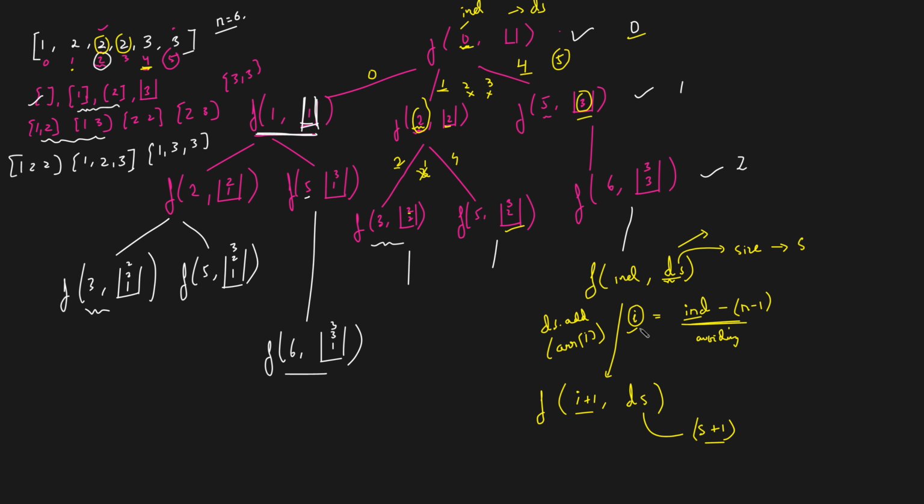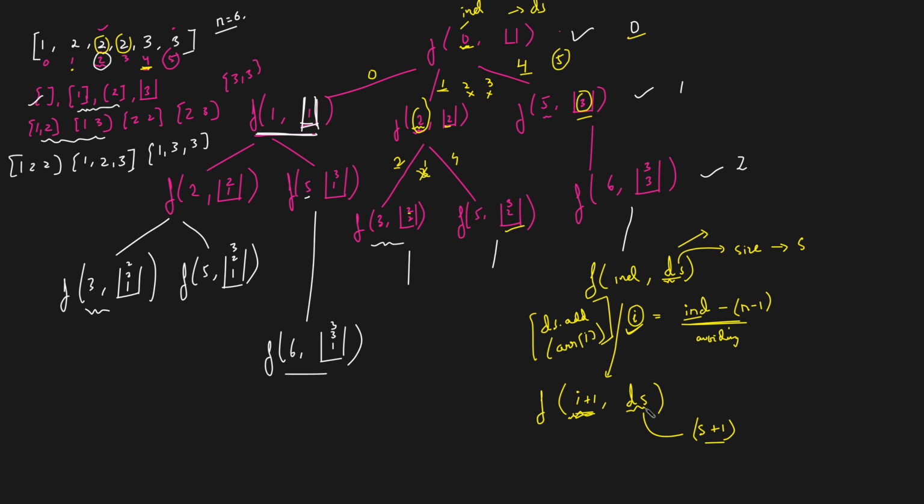If you're picking up the ith index, you move to the next index, because that is where you can start picking up in the next recursion. Once you have picked up i, you cannot pick up i anymore, so you move to the next index, that's i plus 1. And your data structure is going to add the element that you're picking up, so its size increases by 1. So this is going to be the transition, right?